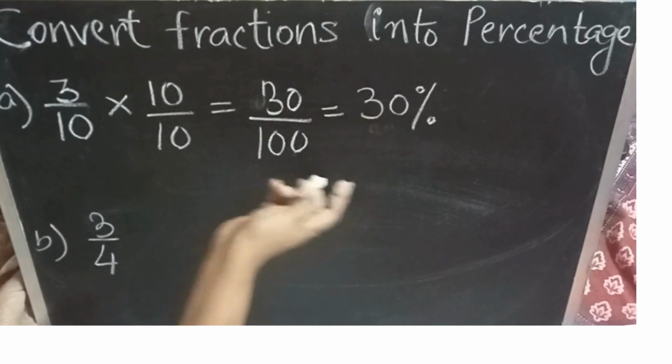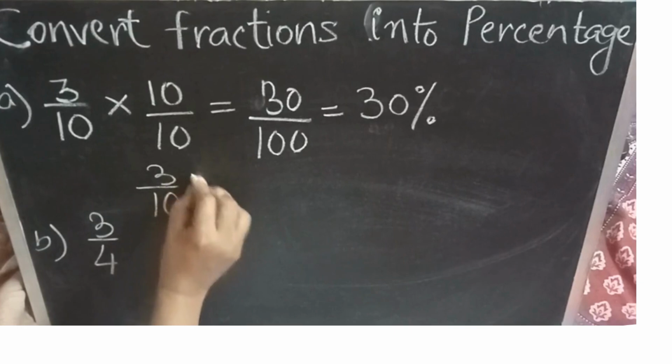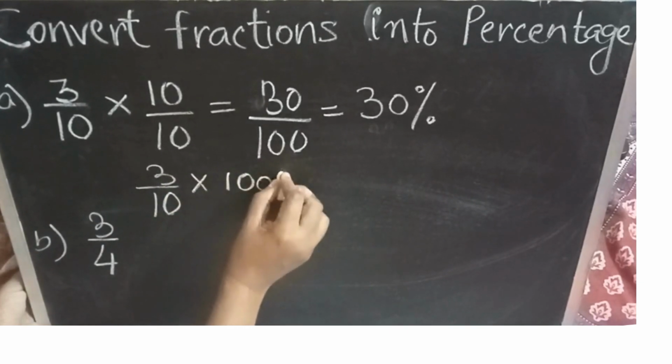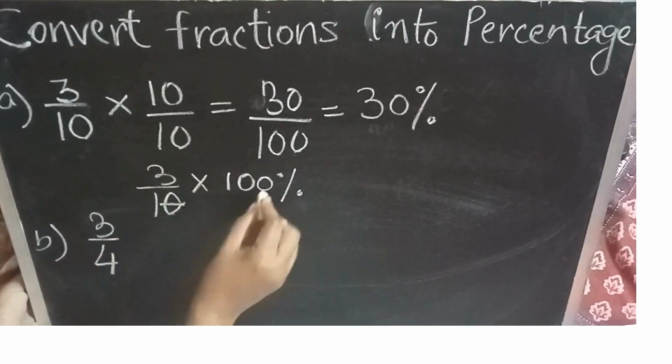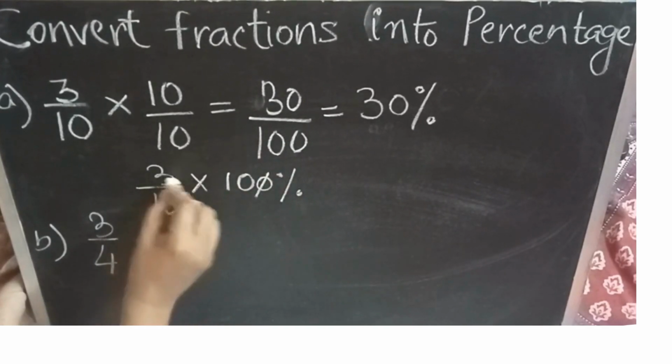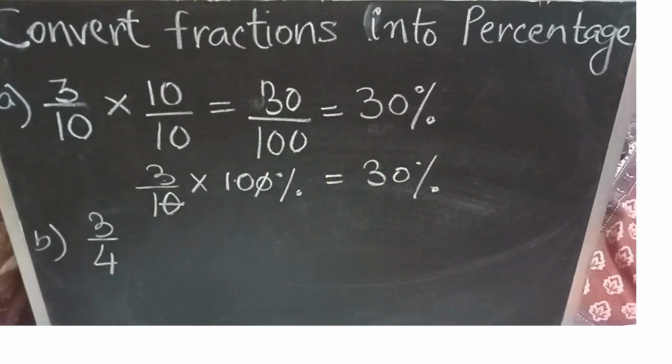This is my answer. Another, second method is 3 by 10 multiplied by 100%. So we simplify and we get 3 tens are 30. So in both the methods, the answer is 30%.